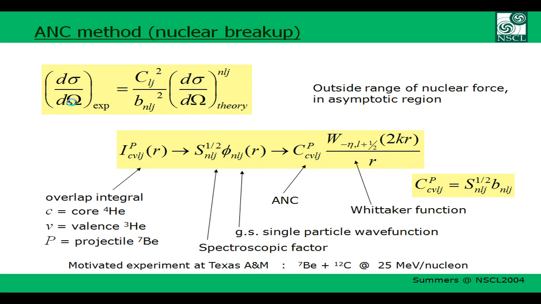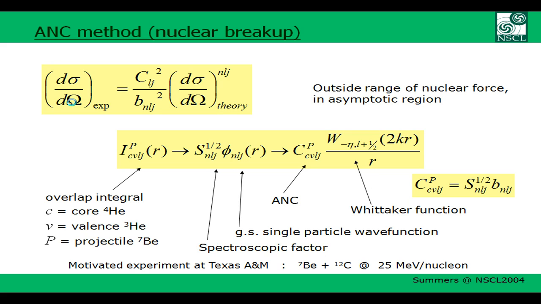In the ANC method, you relate the cross-section from experiment with a cross-section from theory with a normalization factor that is related to the ANC. If you remember correctly, the ANC comes from the tail of the overlap function. At very large distances, it goes as a Whittaker function of R times some normalization, and that normalization is what is called the ANC. So you need to ensure that your cross-section from experiment is only sensitive to that tail. Because if you're sensitive to the interior, then it's not a good way to scale your cross-section. That's the condition for this method to be useful.